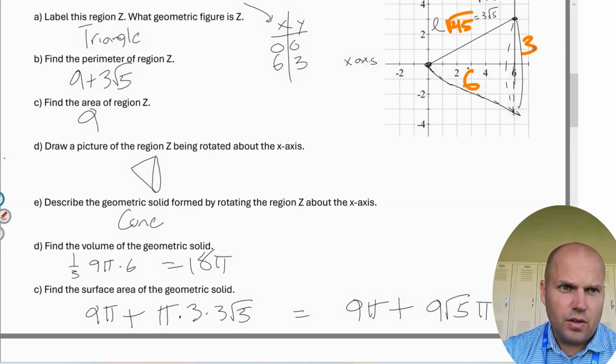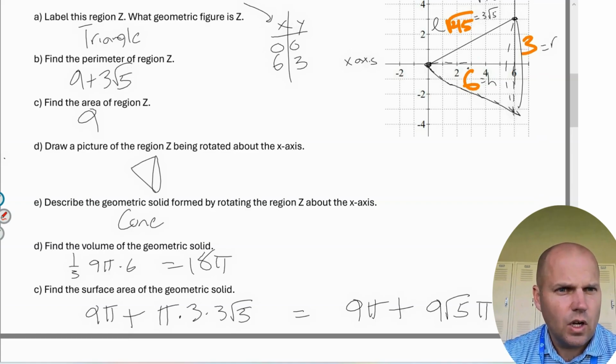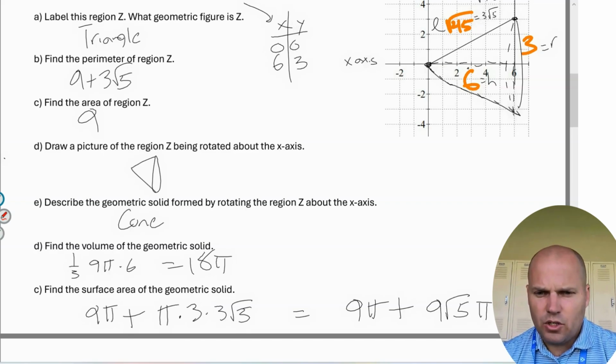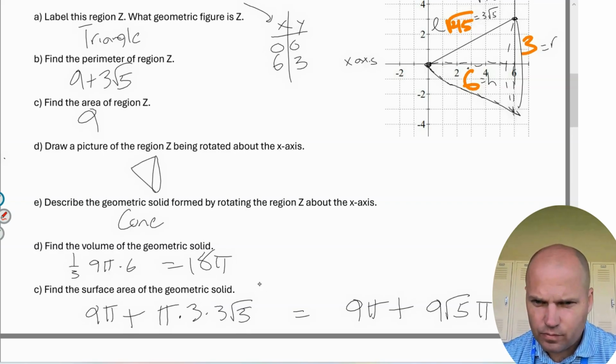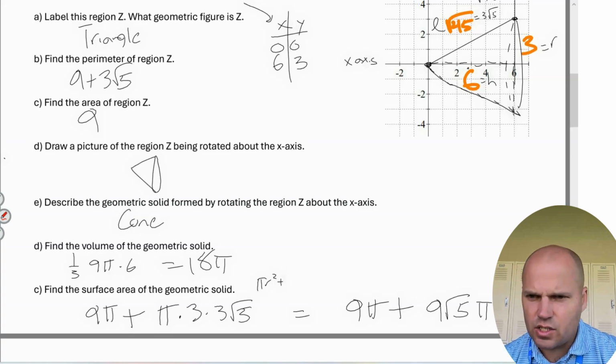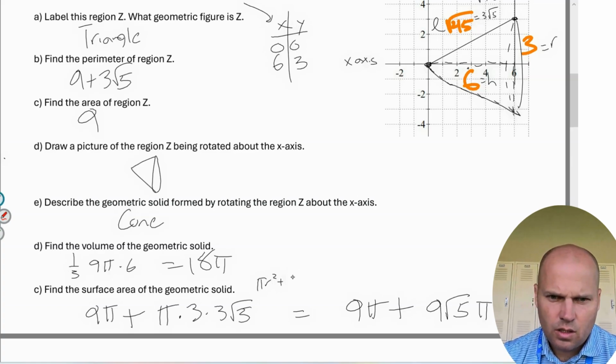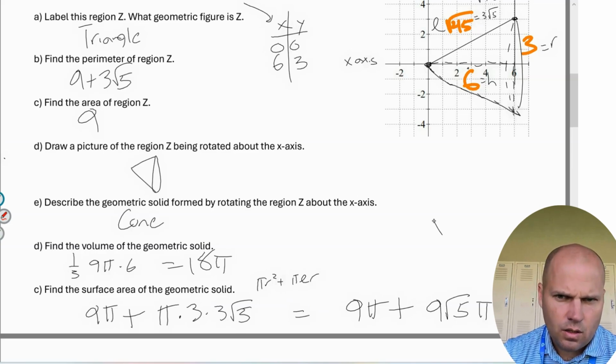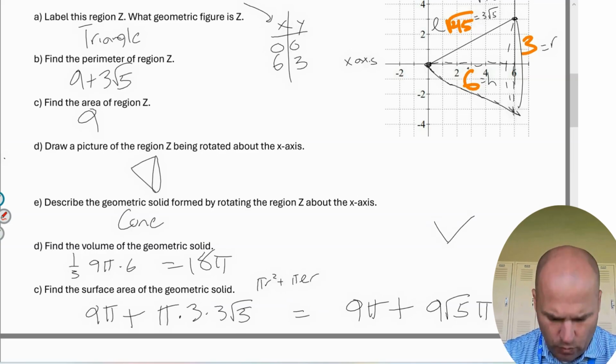This is L. This is the R. This is the H of the cone. You know why it's pi RL? Pi LR is what I like. It's because, we talked about this before.